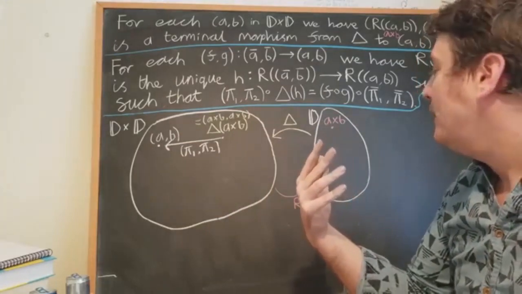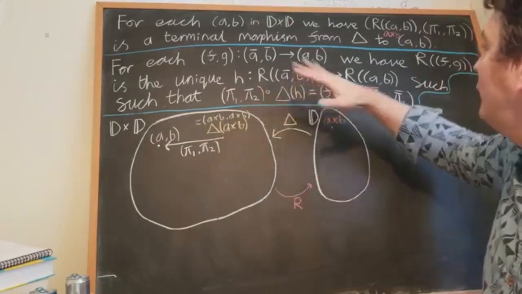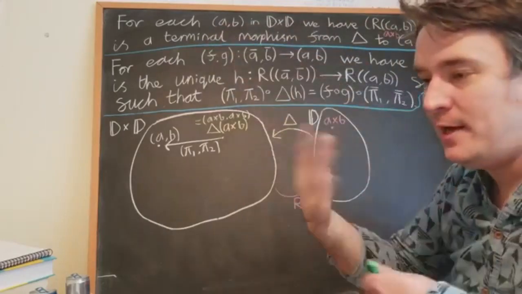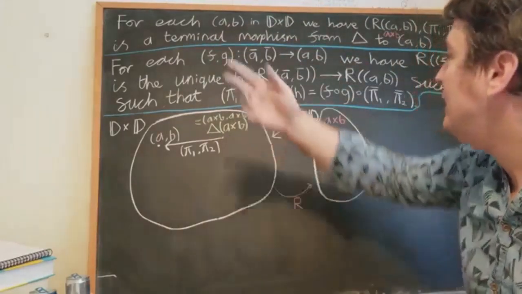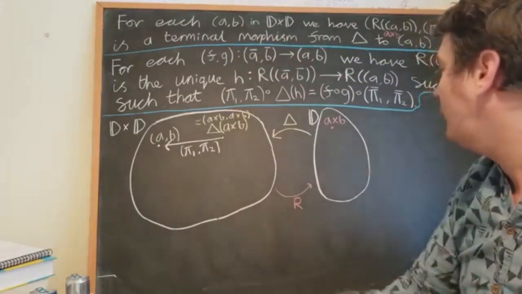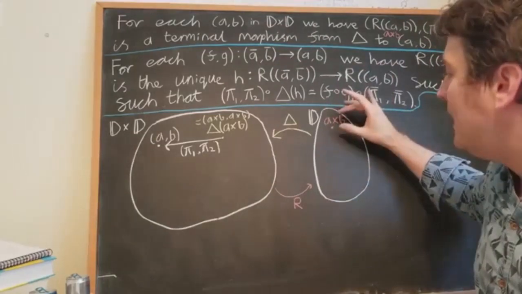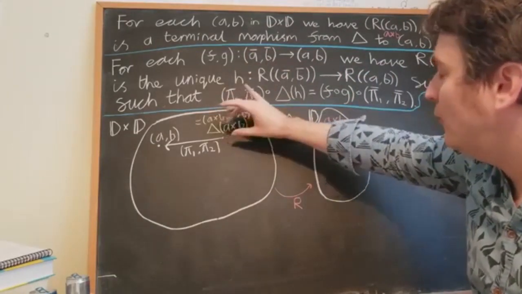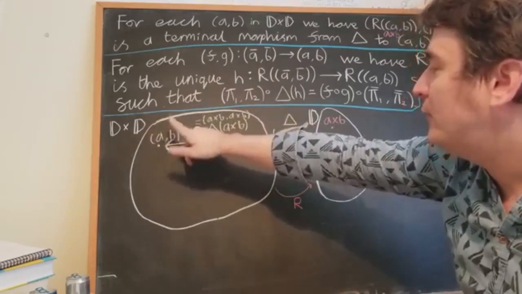So anyway, that's the first part of this. We haven't really fleshed out what it means for this thing to be a terminal morphism, but at least we've got the right kind of structure. It's an object in D and an arrow from where the object lands under this functor to our object of interest, (A, B).